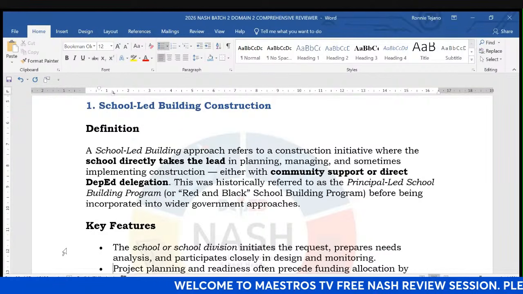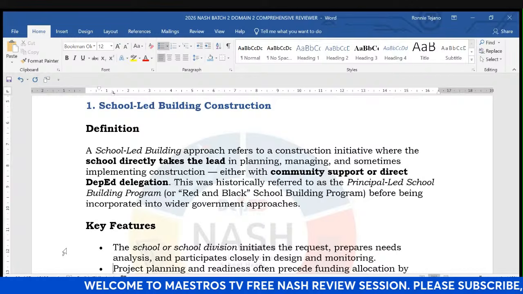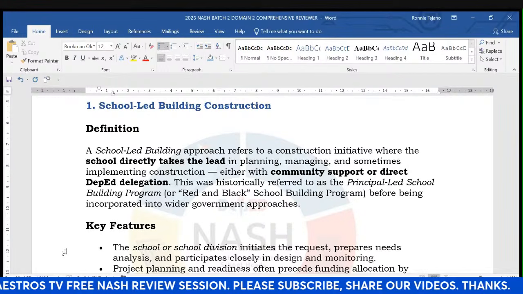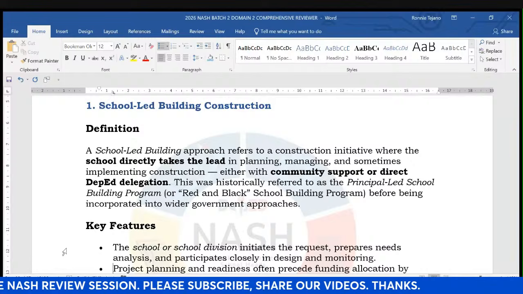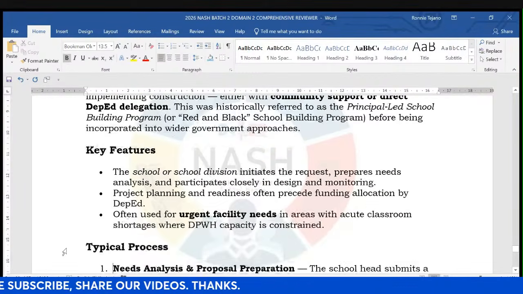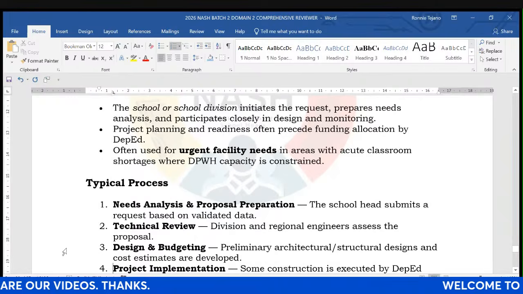Historically, it was referred to as the principal-led school building or the red and black school building program before being incorporated into a wider government approach. Pero hindi siya natuloy, no? Ewan ko kung anong naging problema.